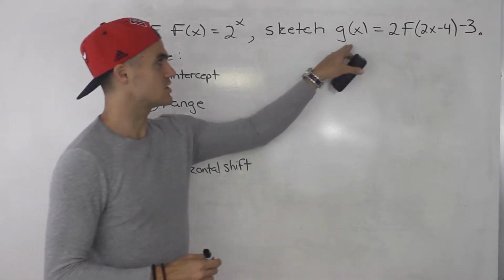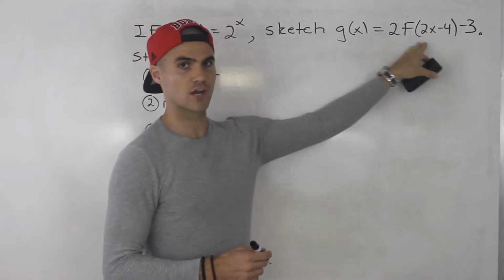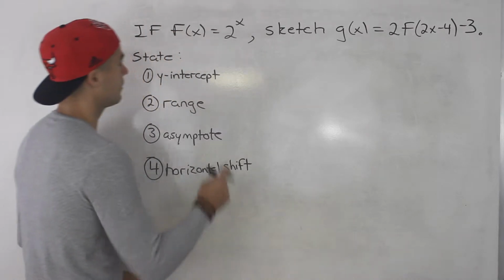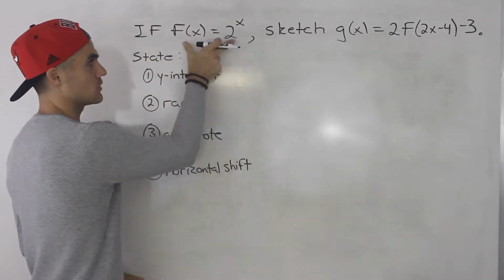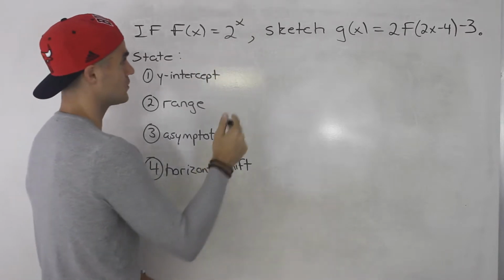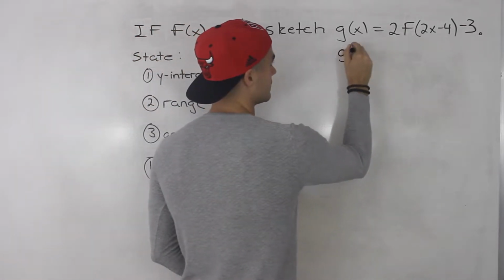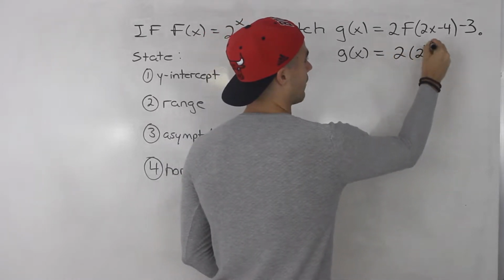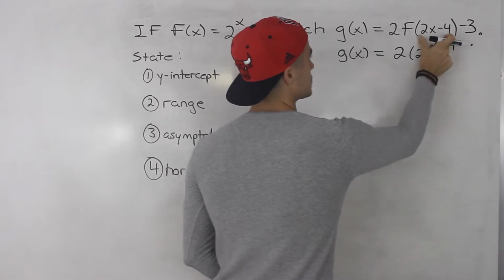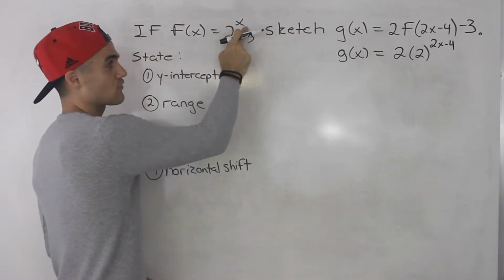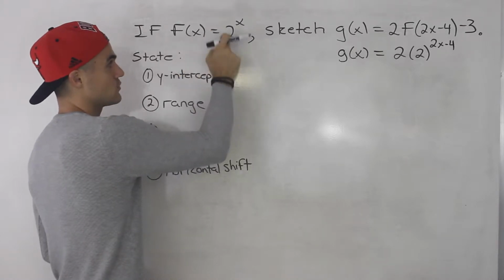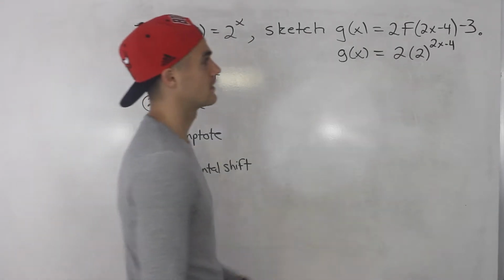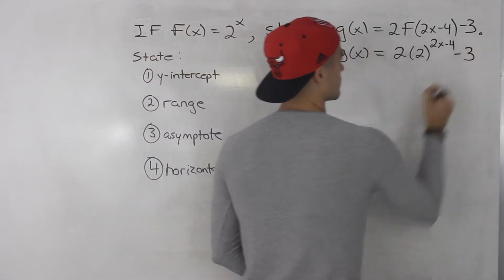Okay, so notice this g of x here. It's given in a general format, right? Because we have this f of 2x minus 4. But we know that f of x is equal to 2 to the x. So we know this is the parent function here. So we can actually rewrite g of x as 2 times 2 to the power of 2x minus 4. This 2x minus 4, basically we're subbing in for that x. Since f of x is 2 to the power of x, then f of 2x minus 4 would be 2 to the power of 2x minus 4. And then this is going to be minus 3.